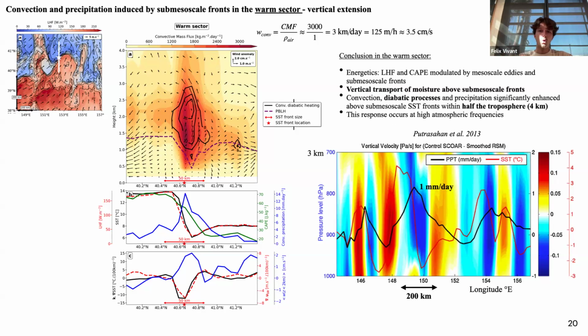And so to conclude on the study of the warm sector, we found that the energy, so latent heat flux and the convective available potential energy, is modulated by oceanic fine scales. We also found that the submesoscale front induces moisture flux convergence localized just above submesoscale fronts. And so this results in a clear enhancement of convection above these submesoscale fronts, from the surface to half the troposphere. And this response occurs also at high frequency, as we saw with the root mean square.